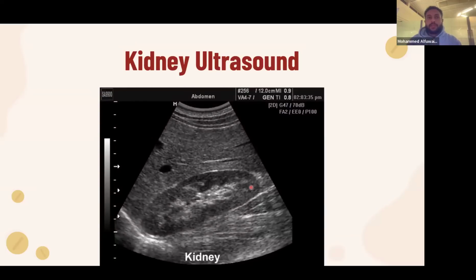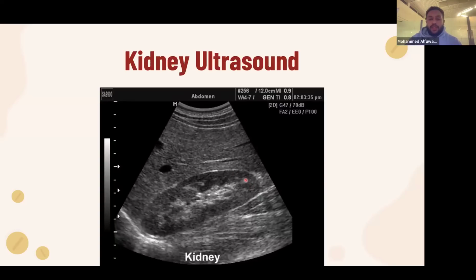Now, if I ask you, for the majority of the renal diseases, of the kidney diseases, what is the first line modality that you would order? Usually it's ultrasound. Why is that so? It's very safe, easy to use, no radiation, and you can clearly visualize the kidneys.